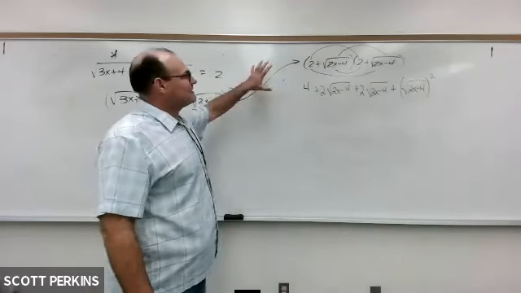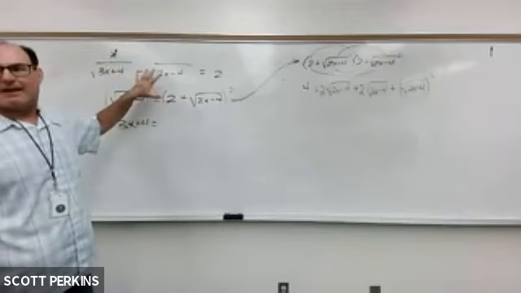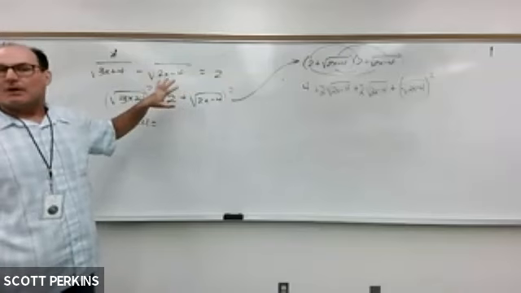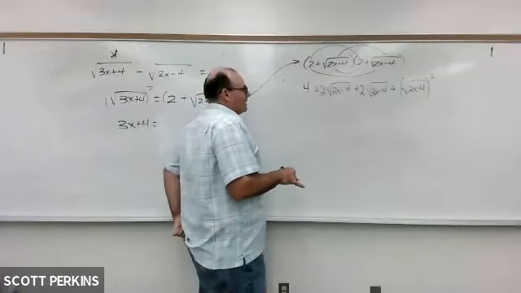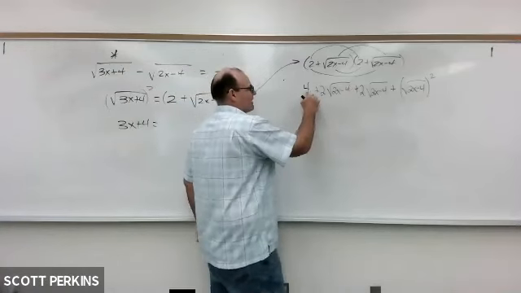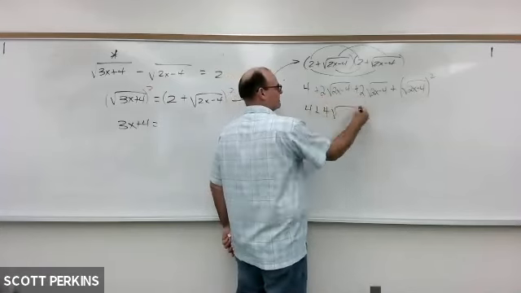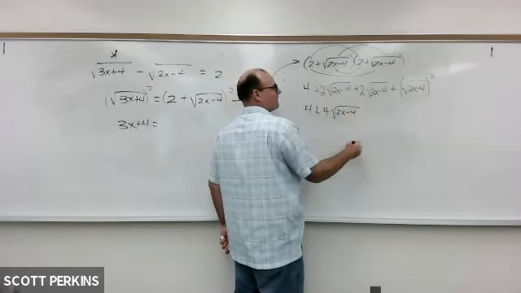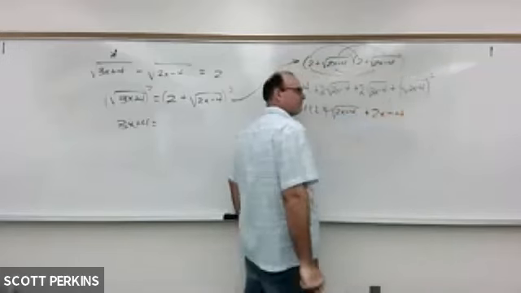A problem like this will occur in certain situations in pre-calculus. That's why I even bother to mention it, okay? So that you'll at least have seen it when you get there. So now I'm going to simplify this. I've got four, two of these plus two more of these is four times the square root of 2x minus 4. And then the square root of 2x minus 4 squared is 2x minus 4.